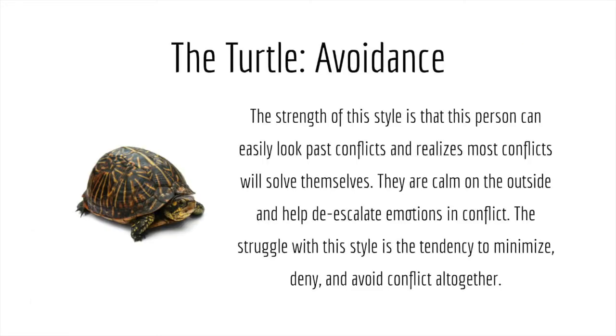The first style is the turtle, which personifies the style of avoidance. The strength of this style is that the person can easily look past conflicts and realizes most conflicts will solve themselves. They are calm on the outside and help de-escalate emotions in conflict. The struggle with this style is the tendency to minimize, deny, and avoid conflict altogether.